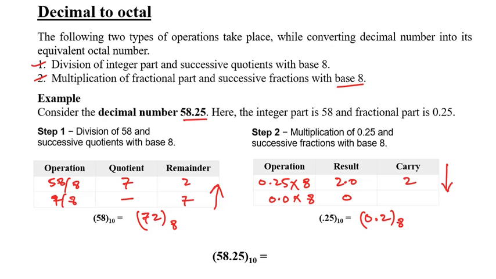At the end, we combine both the results from step 1 and step 2 to obtain the octal equivalent of the given decimal number. Here the given decimal number is 58.25. Its octal equivalent is 72.2 base 8.